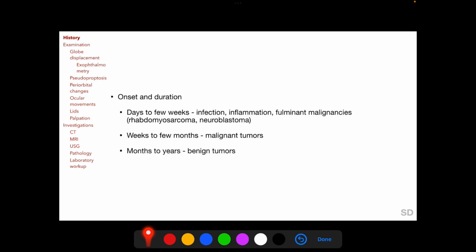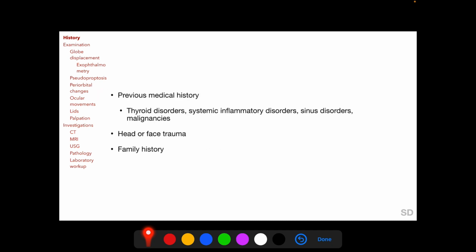We also inquire about the onset and duration of the symptoms, and the duration is for days to few weeks in cases of infection and inflammation, as well as in fulminant malignancies such as rhabdomyosarcoma and neuroblastoma. The duration is for weeks to a few months in malignant tumors and from months to years in benign tumors. We also inquire about significant previous medical history such as thyroid disorders, systemic inflammatory disorders, sinus disorders and malignancies which can present with orbital signs and symptoms.